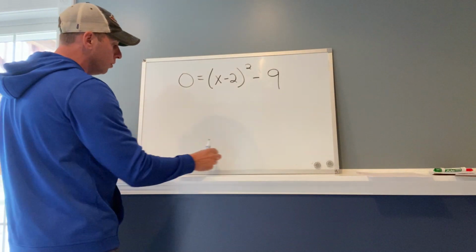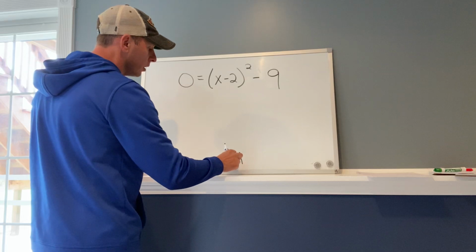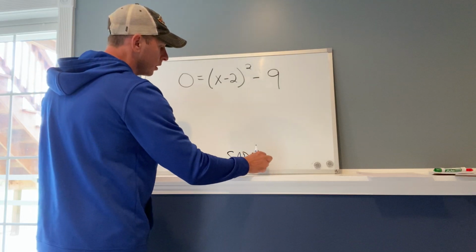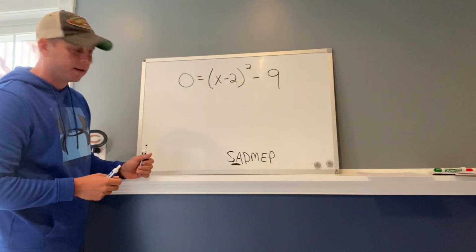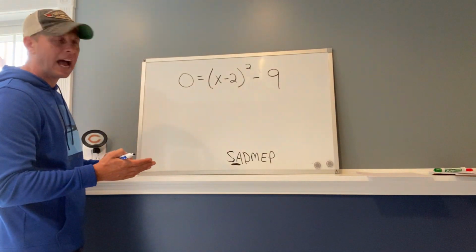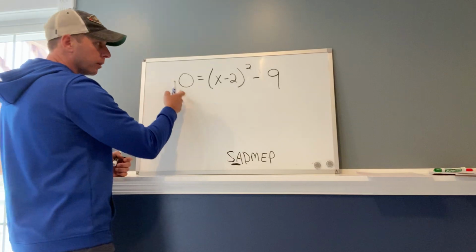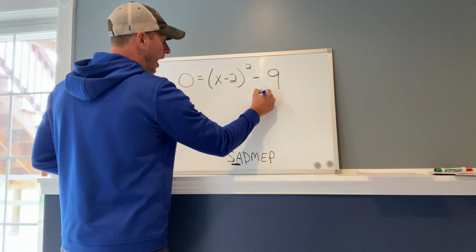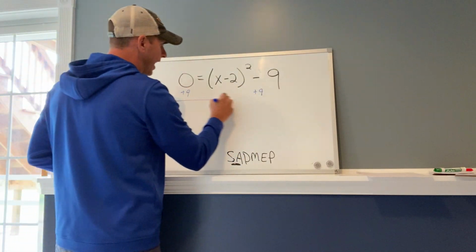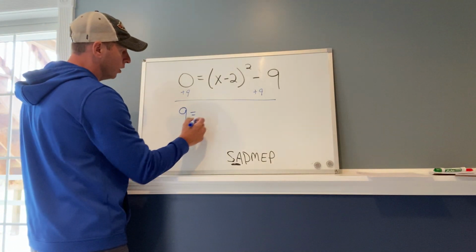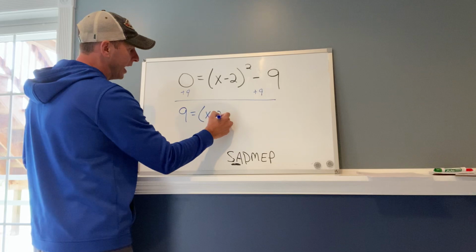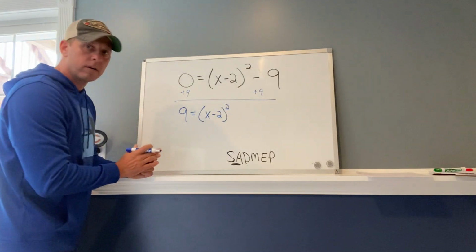First thing you want to do is add or subtract something to the other side. What can we add or subtract to the other side? We can bring the 9 over there. Add 9 to both sides. So now we have a 9 on this side equals x minus 2 squared.